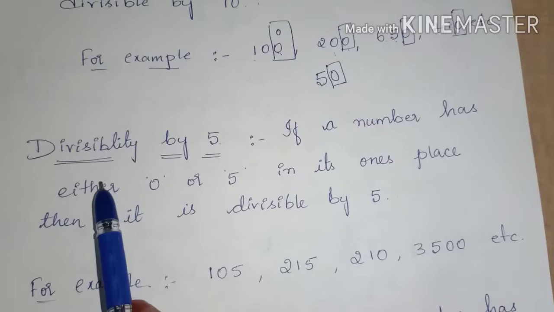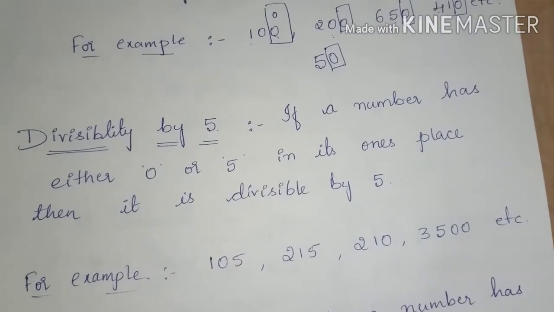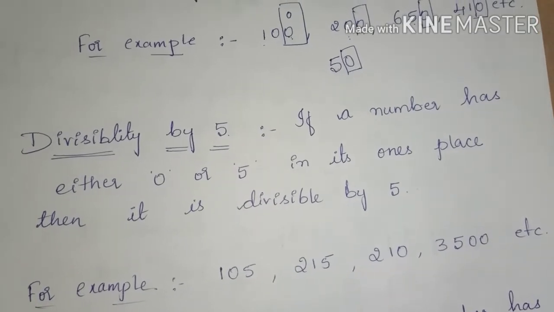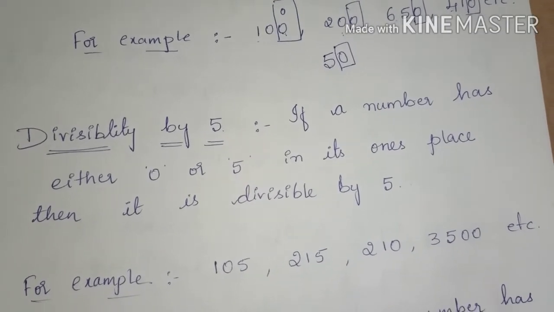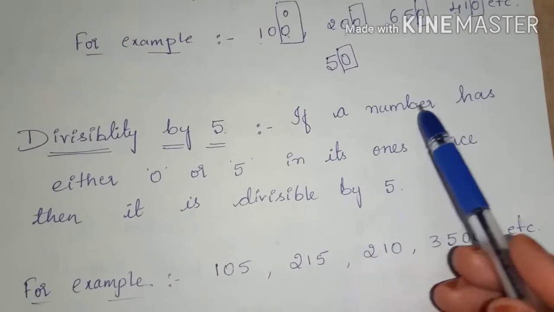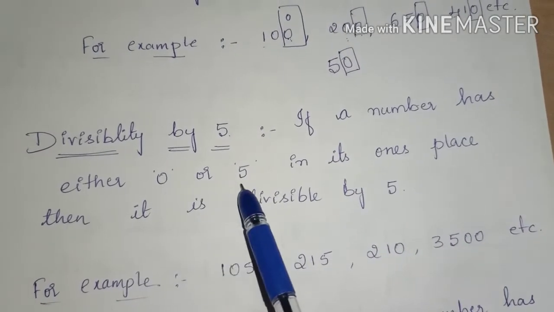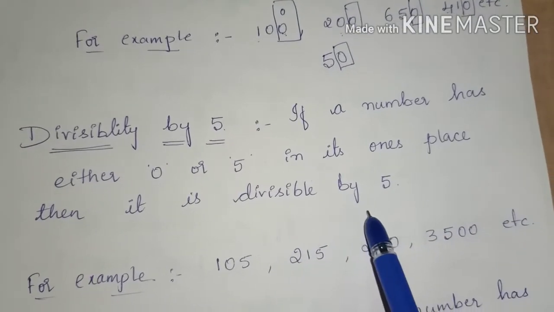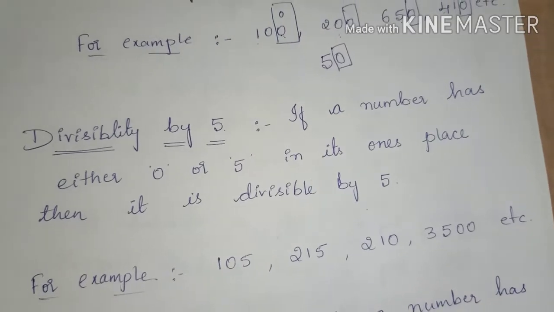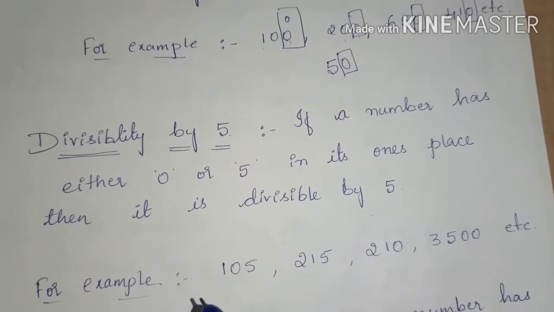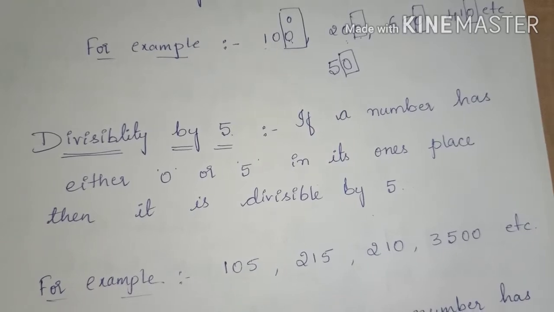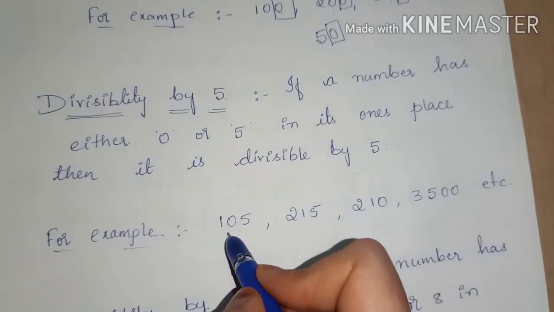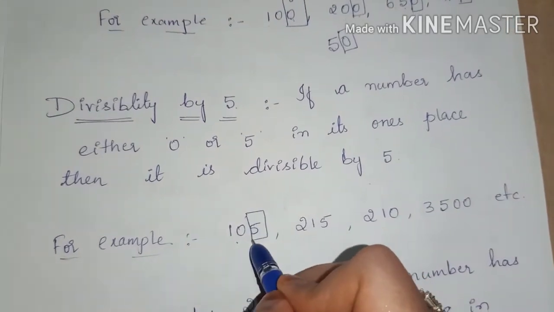The next test is divisibility by 5. Just like divisibility by 10 has a certain rule, divisibility by 5 has another rule. If a number has either 0 or 5 in its ones place, then it is divisible by 5. So according to this test of divisibility, any number which has 0 or 5 in the ones place is divisible by 5. For example, 105. Concentrate on the ones place.